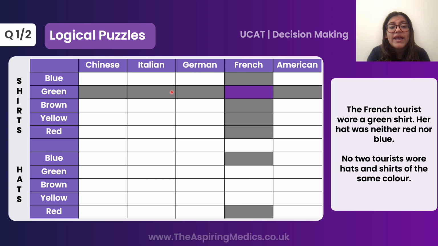Now, why have I put everything else as grey as well? That's because another statement in the question stated that no 2 tourists wore hats and shirts of the same color. So if the French tourist is wearing a green shirt, none of the other tourists will be wearing a green shirt. Also, if the French tourist is wearing a green shirt, he obviously is not wearing shirts of other colors, and that's why I've grayed out these other boxes as well.